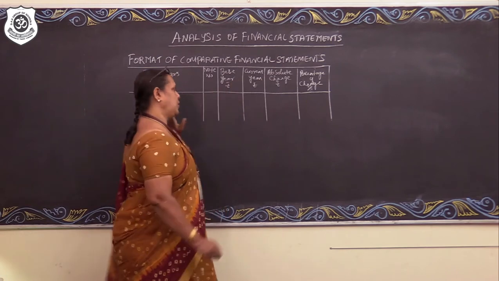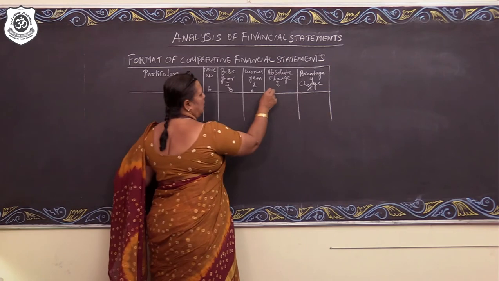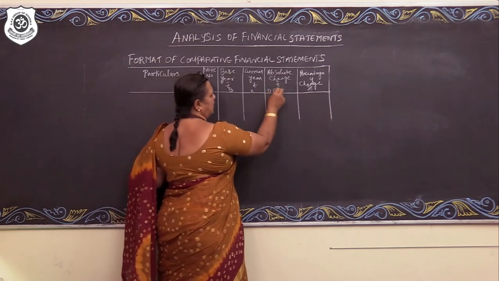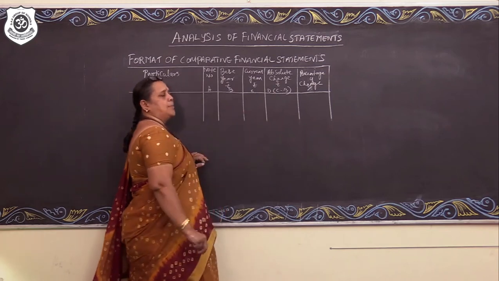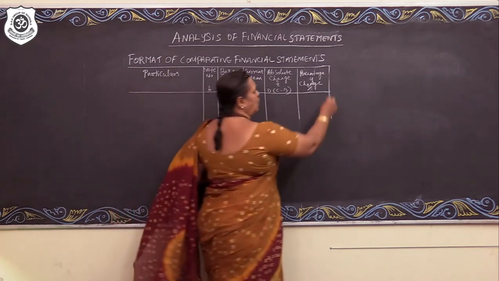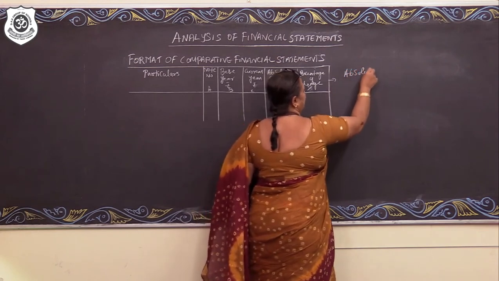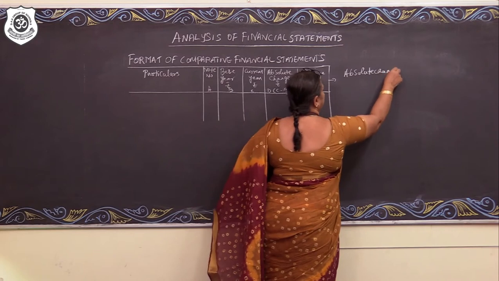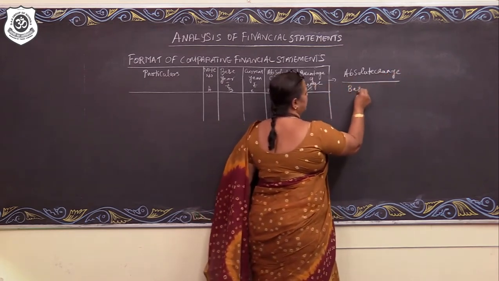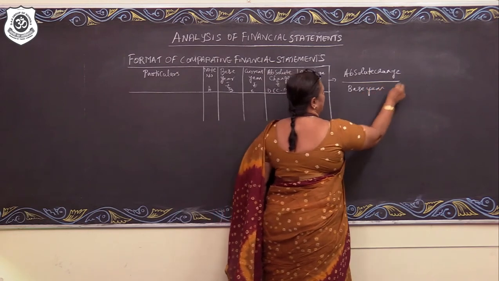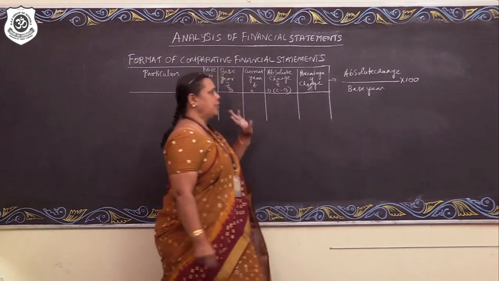Find out the difference between the two. So, A, B, C. What is D? D is nothing but C minus B. Then you will find out the absolute percentage of change. How will you find out percentage of change? Percentage of change is nothing but absolute change divided by base year into 100 will give you the percentage of change.